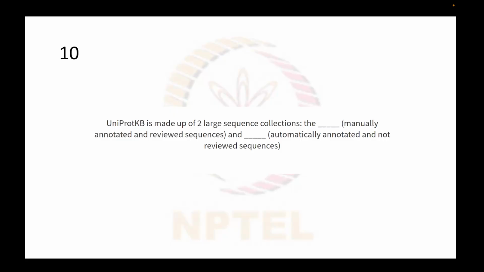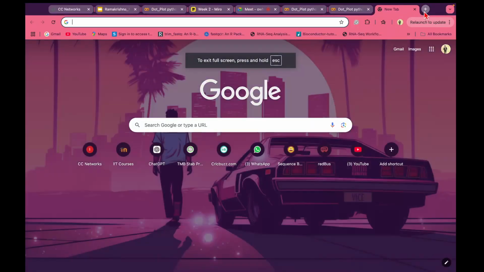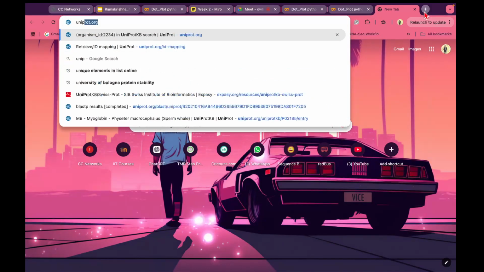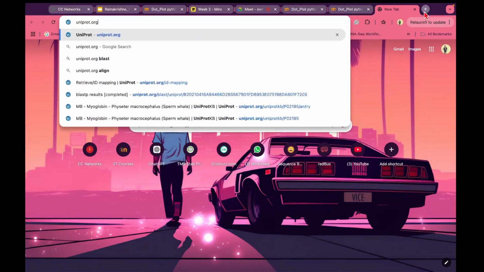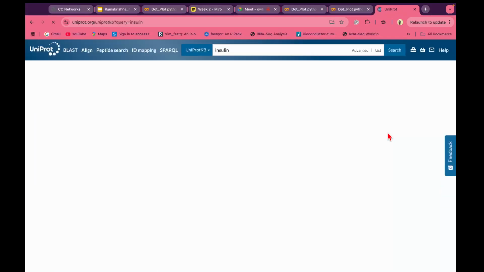Okay, SwissProt, the other one. So go to uniprot.org, type any protein name. For example, I am using insulin. Search.